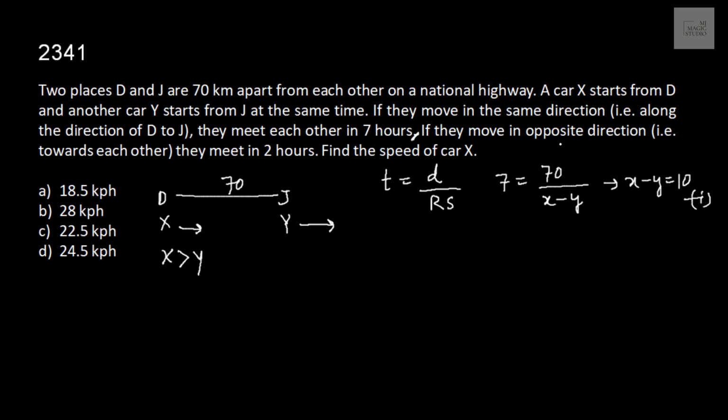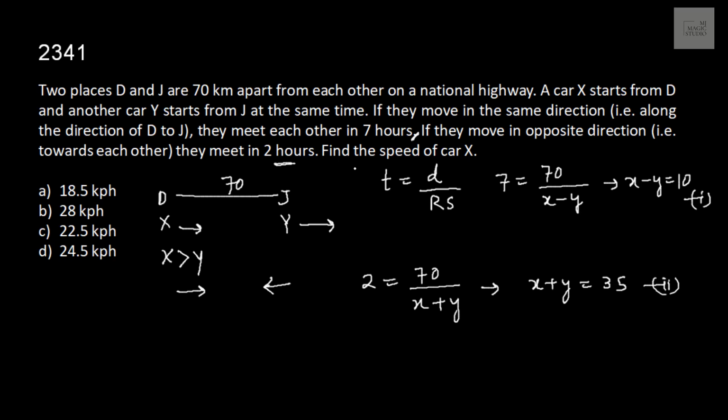Now next, if they move in opposite directions, that means towards each other, the relative speed would be x plus y because they are moving towards each other. In this case, they meet in 2 hours. That means the second equation which we can form is 2 equals 70 divided by x plus y, which gives us the second equation, x plus y equals 35.